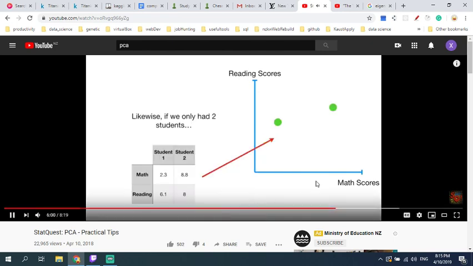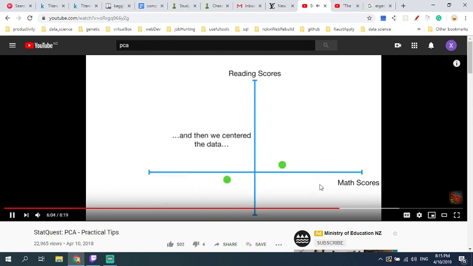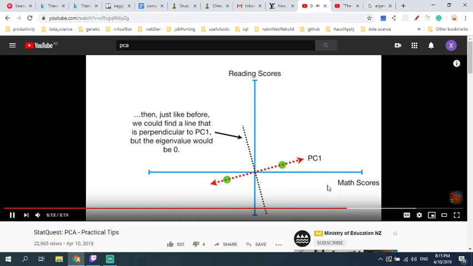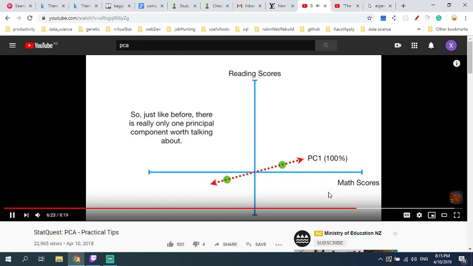Likewise, if we only had 2 students, and then we centered the data, and then we found the best fitting line, PC1. Then, just like before, we could find a line that is perpendicular to PC1, but the eigenvalue would be 0. So, just like before, there is really only one principal component worth talking about.